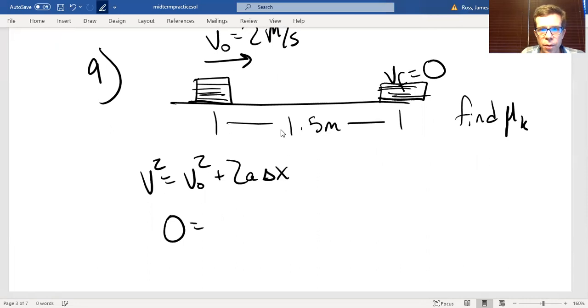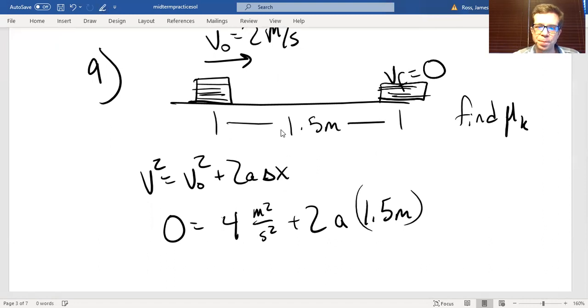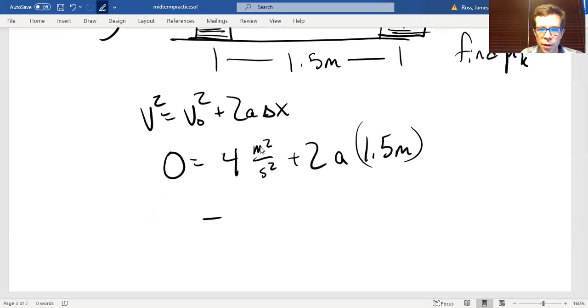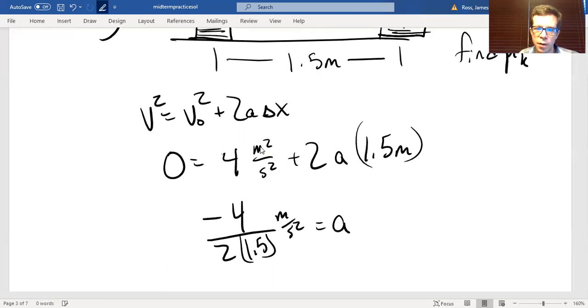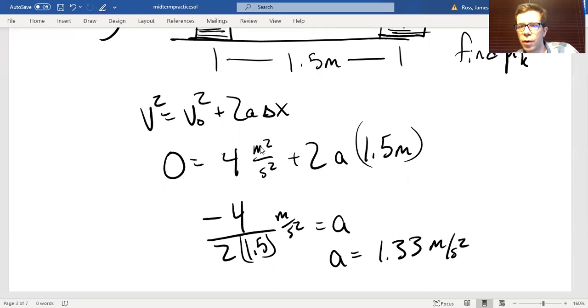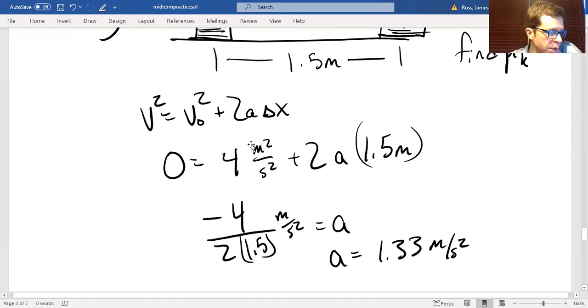Our v final is 0. Our v naught squared is 4. 2a is what we're looking for, and 1.5 meters. So we have minus 4 divided by 2 times 1.5 meters per second squared. Right, that's 4 over 3, 1.33 for our acceleration. All right, but the acceleration isn't what we're looking for, right? What we really want to know is mu.